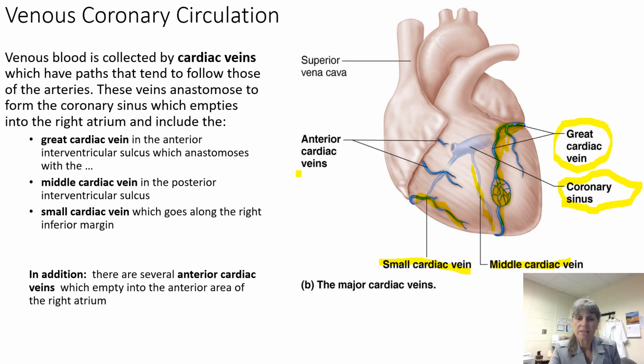And then we have some anterior cardiac veins on the anterior surface as well. And the anterior cardiac veins are basically going to empty into the anterior area of the right atrium. So not only do we have the coronary sinus, but we actually have little veins that are going to empty into the right atrium. For me, if I ask you what empties into the right atrium, I'd basically expect you to know the inferior and superior vena cava and the coronary sinus.